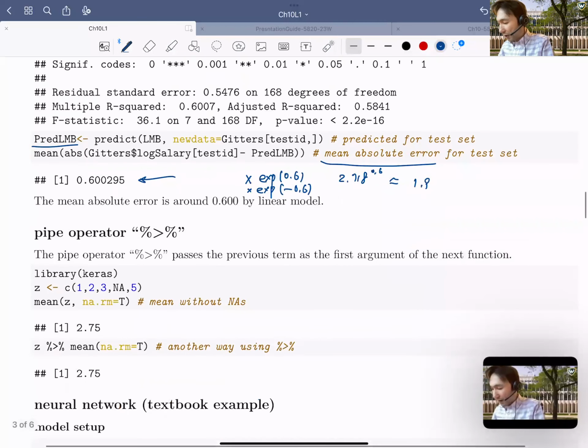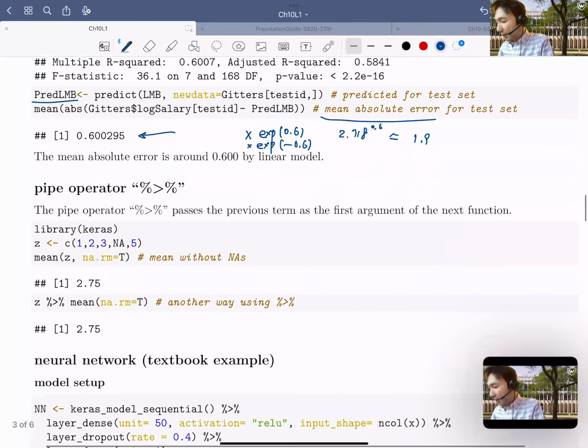So the prediction performance isn't very good, but the salary is, yeah. So if the estimated salary is maybe $1 million, then maybe we can say that the actual salary is between 1 over 1.9 and 1.9 times that, something like that.